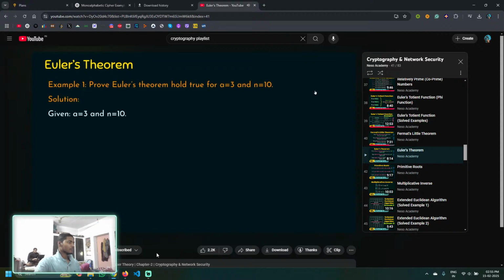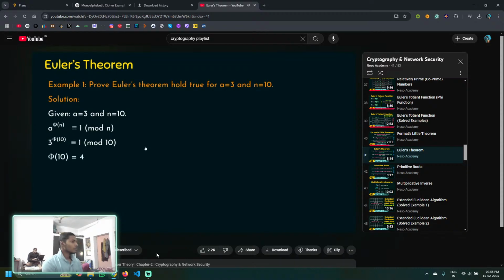We know the given data are a is equal to 3 and n is equal to 10, and Euler's theorem states that a power phi of n is congruent to 1 mod n. Now, what is n? 10. So we will just substitute the values of a and n in the respective places. We get 3 power phi of 10 is congruent to 1 mod 10. Now, if you note here, we are going to find phi of 10. We have already solved this in the previous lecture. Phi of 10 is equal to 4. How did I get this?